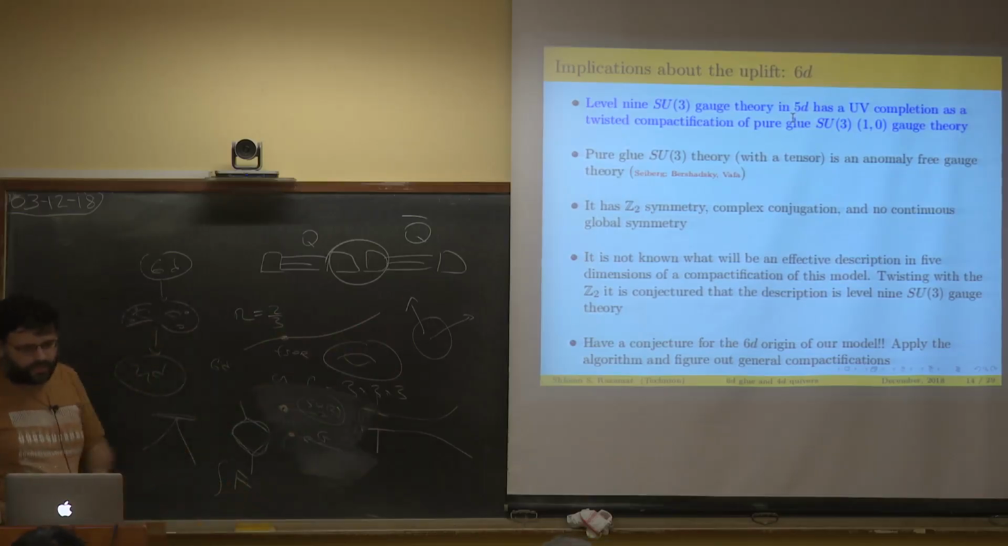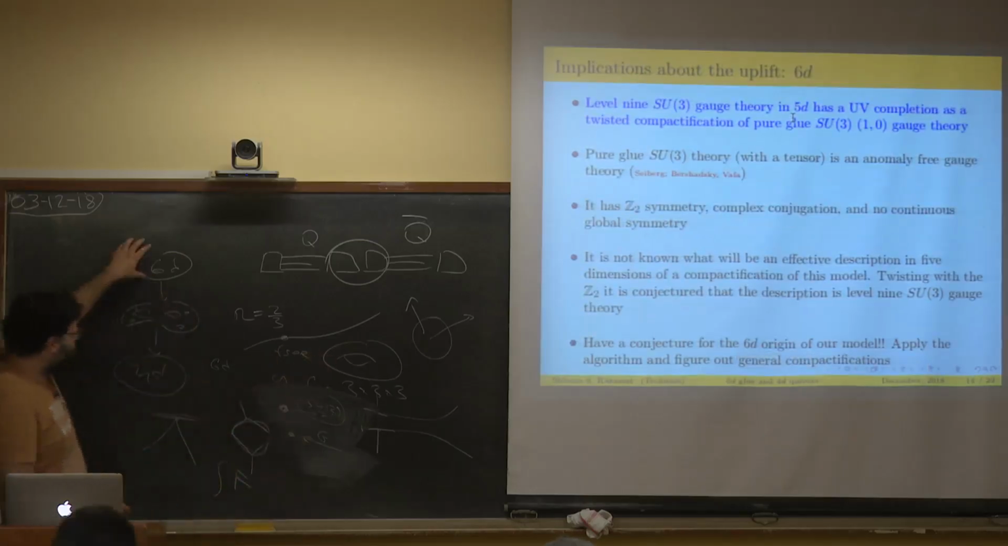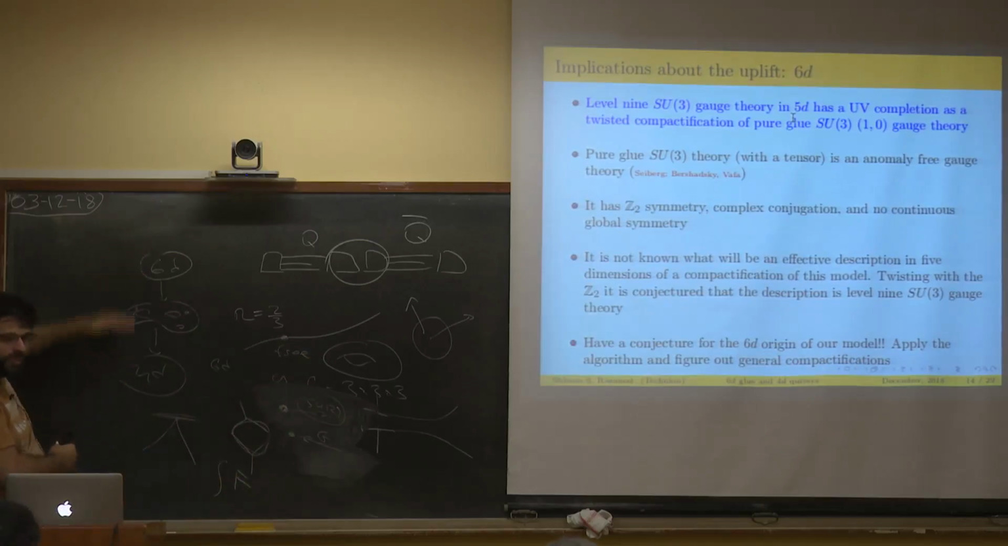Okay. So now we have arrived at a possible 6D origin of our 3D model. So we will now run the algorithm the way it was supposed to be run.